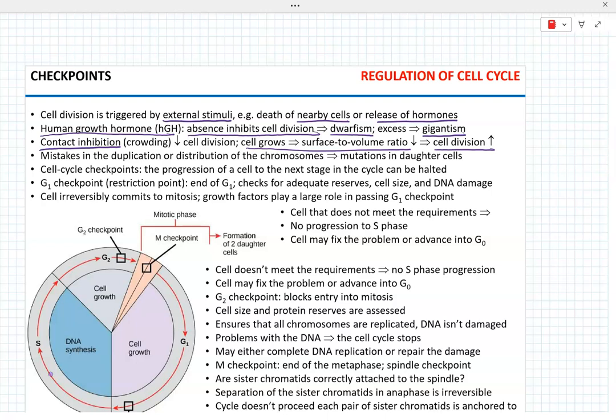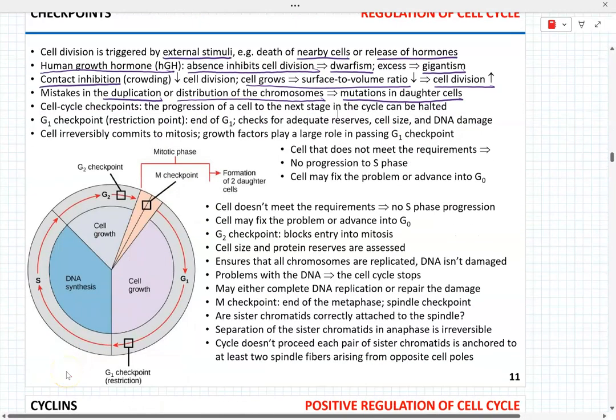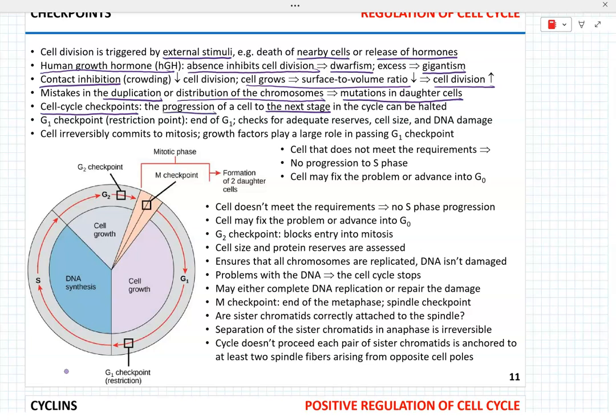Now, it's important to understand that if the process of DNA synthesis during chromosomal duplication or distribution of the chromosomes during the anaphase carry mistakes, it may result in mutations in daughter cells. And these mutations may actually be passed down to next and next generations of cells. To ensure that the cell cycle operates smoothly, there are so-called cell cycle checkpoints. They regulate the progression of a cell to the next stage and can stop it if needed.